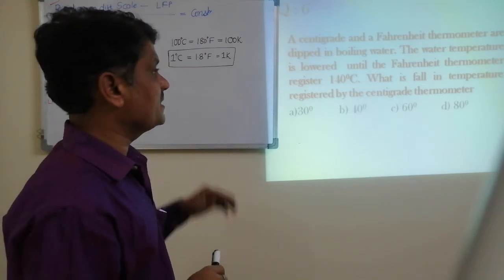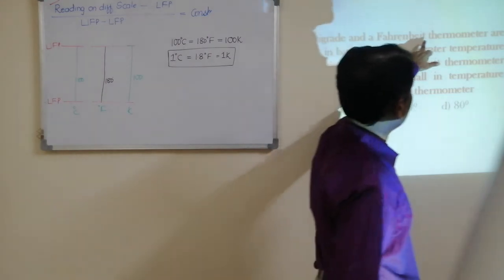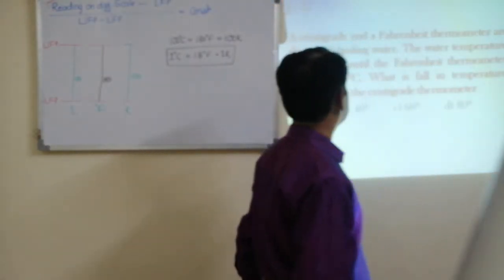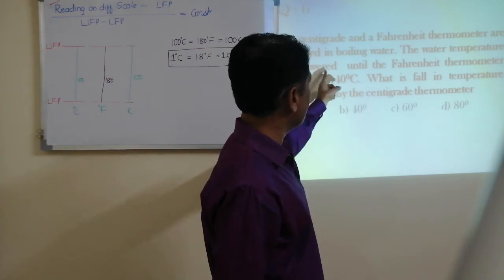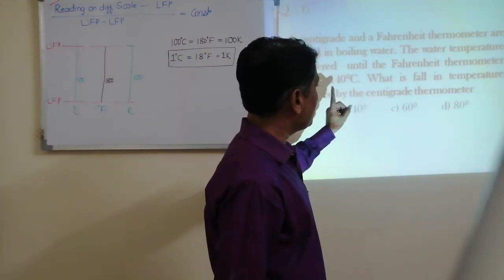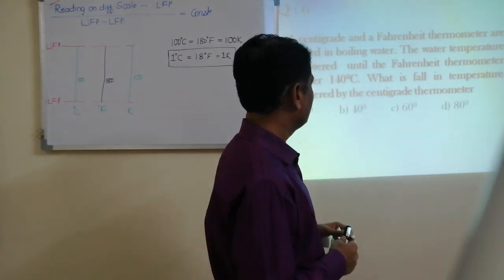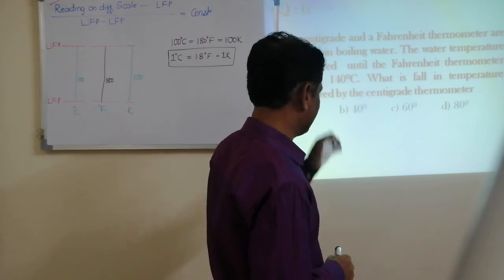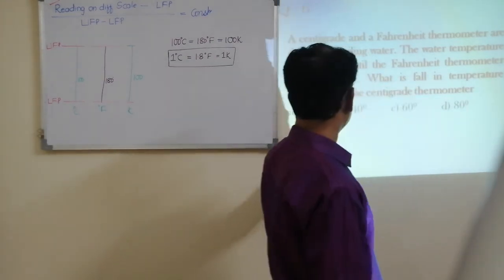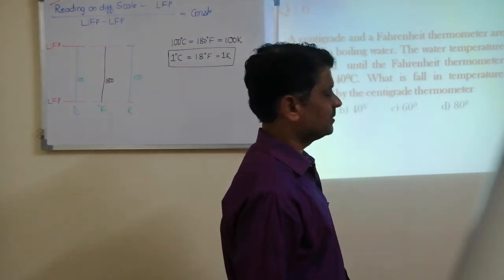Based on this, here the centigrade and Fahrenheit thermometers are dipped in boiling water. The water temperature is lowered until the Fahrenheit thermometer registers a fall of 140 degree. Sorry, it should be Fahrenheit. Then what is the fall in temperature registered by the centigrade thermometer?